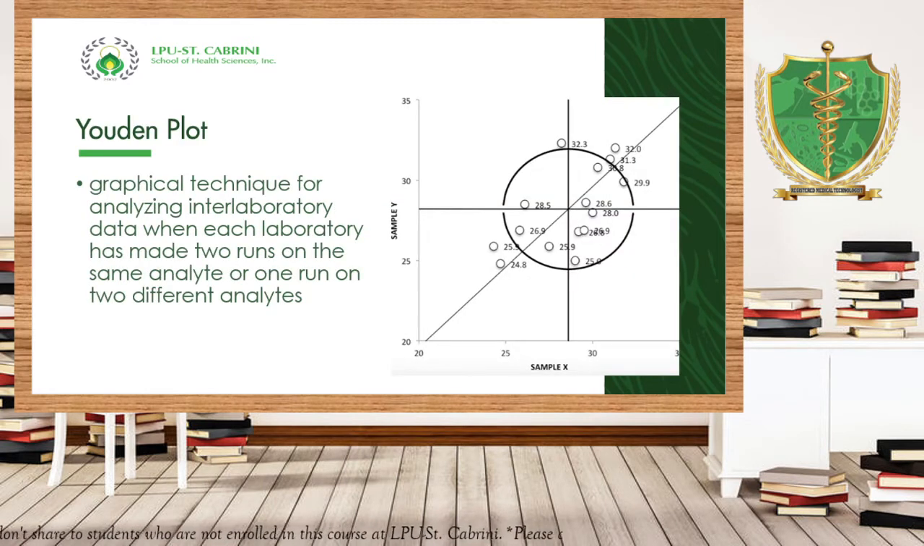We also have here a Youden plot, which is a graphical technique for analyzing inter-laboratory data when each laboratory has made two runs on the same analyte or one run on a different analyte. Usually, the Youden plot is seen in our machine.